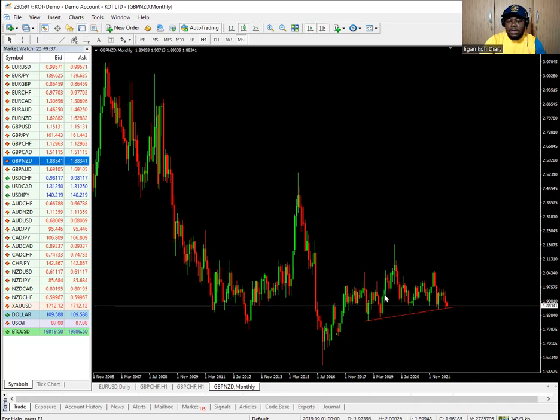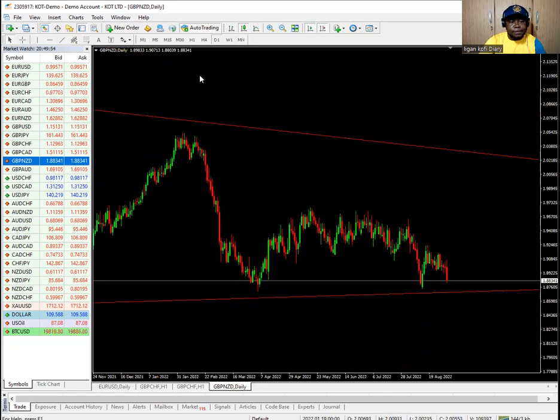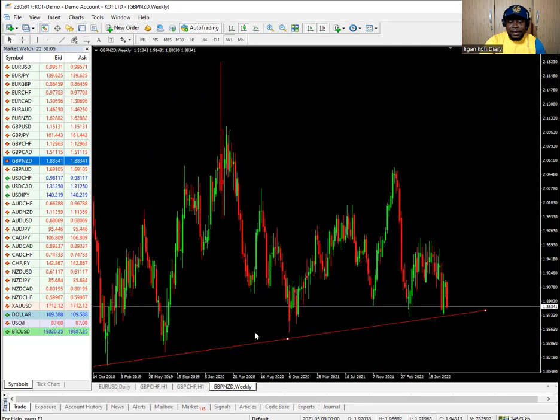Looks like this is GBP and NZD, right? That's what is happening. So if I go to the daily, as you can see, this is what we are seeing on the daily. Okay. So what do you think? GBP is weak. But looking at this trend line here, it gives me a bit of hope that maybe when this trade hits on the trend line here, it may bounce back.